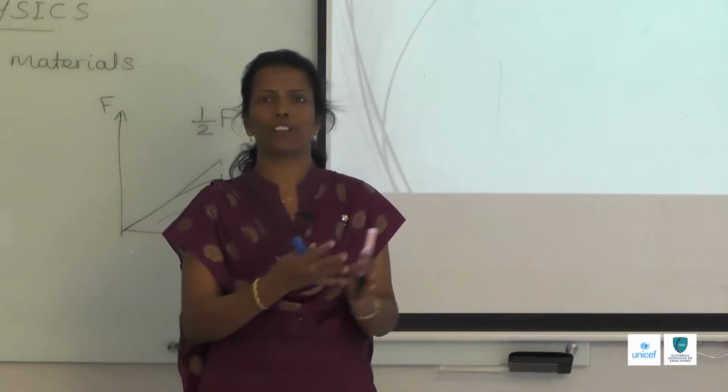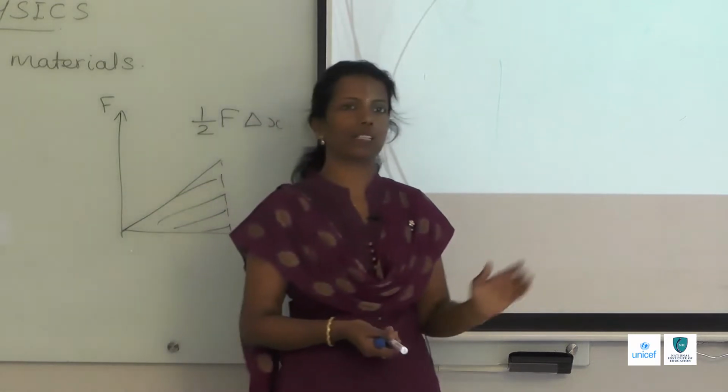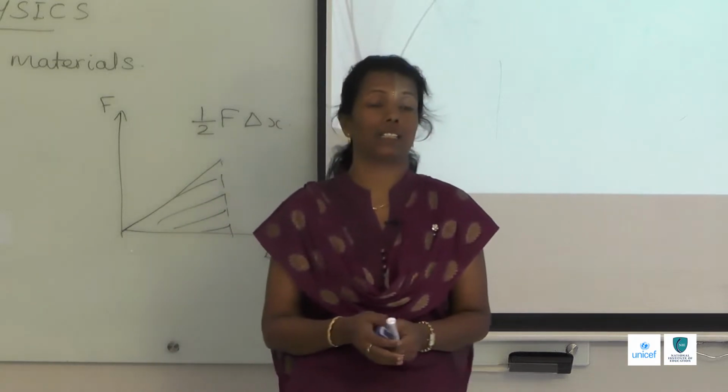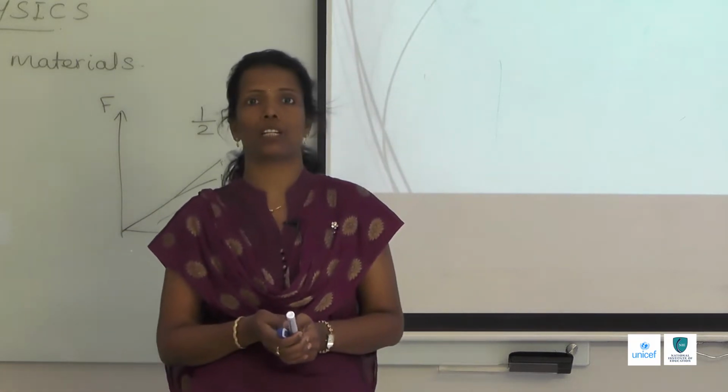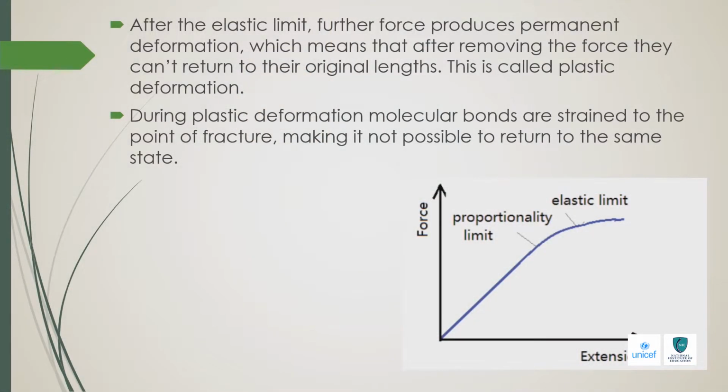How is it different from a proportional limit? Proportional limit means it is a point up to which Hooke's law is obeyed. But the material can be stretched beyond the proportional limit. There exists a point up to which the material regains its original shape and size when the applied forces are removed. That point is what we call the elastic limit.